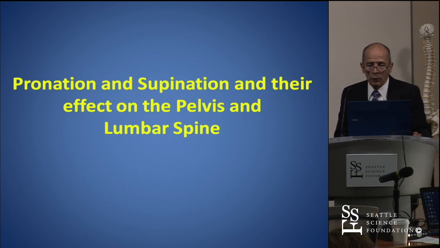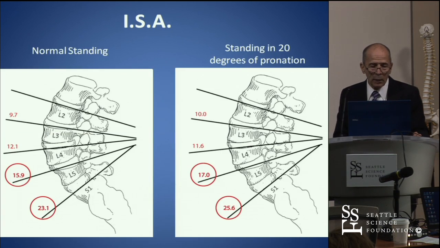We were really interested in the anatomy and to see if a foot could change the spine. So we used a standing MRI and the intersegmental angles here. And when we pronated the foot, there was increased lordosis on three of the four levels.